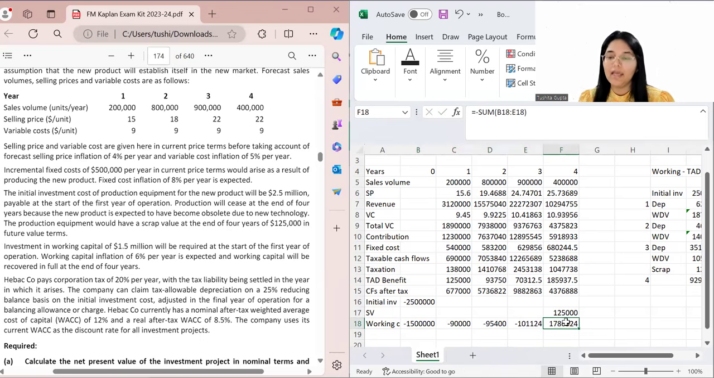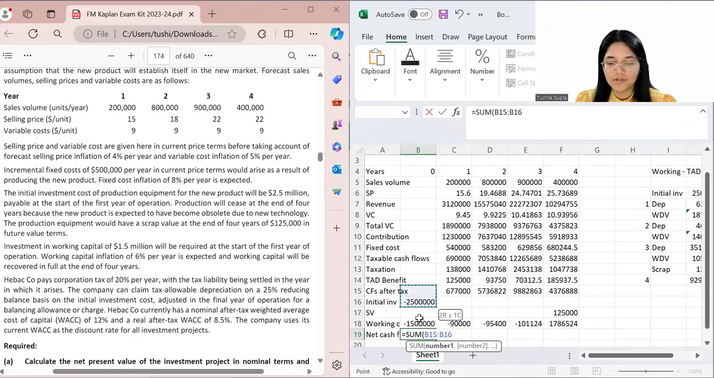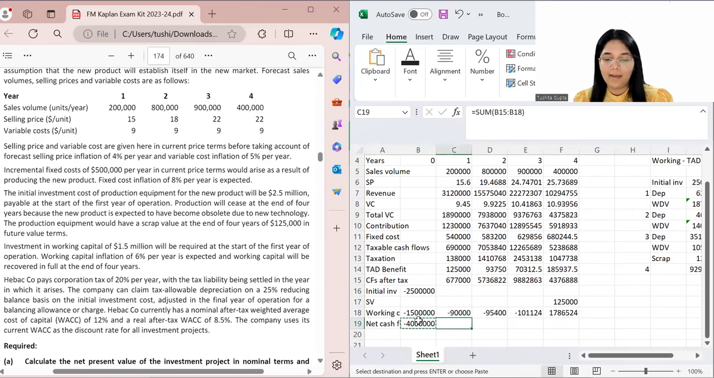So all of the working capital which you have put in the last year, that all comes back to you. So this is the adjustment that we have done for our working capital. Now let us work out our net cash flows. So our net cash flows will be netting off all of the things which we have just worked out over here. So cash flows after tax, initial investment, scrap value, and working capital. These are my net cash flows.